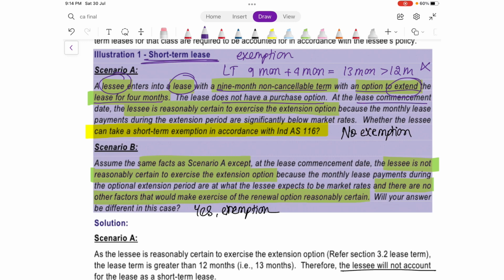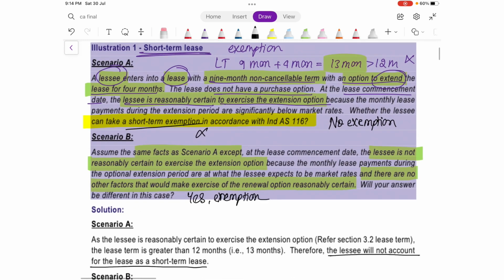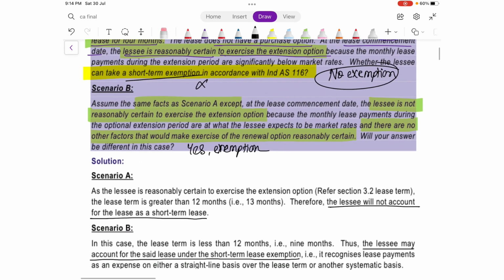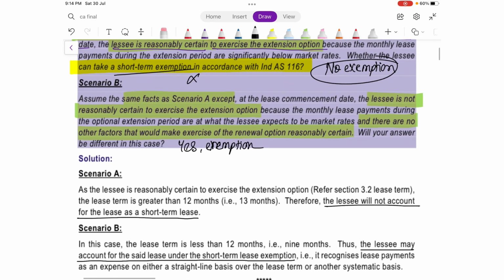They are saying that at the lease commencement date, the lessee is reasonably certain to exercise the extension option. So if the lessee is reasonably certain to exercise the extension option, the lease term will become 13 months here, which is more than 12 months. So here they cannot claim the short-term exemption. Because of this, they cannot claim the short-term exemption. So there is no exemption here. They have to apply all the provisions of Ind AS 116 to that lease and account accordingly.